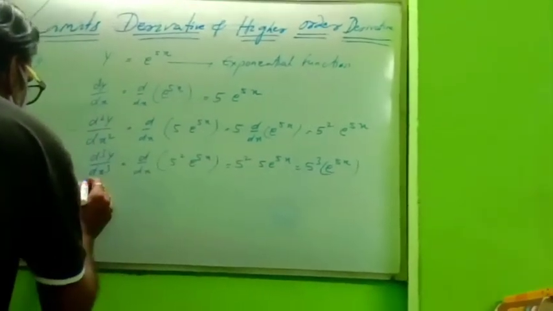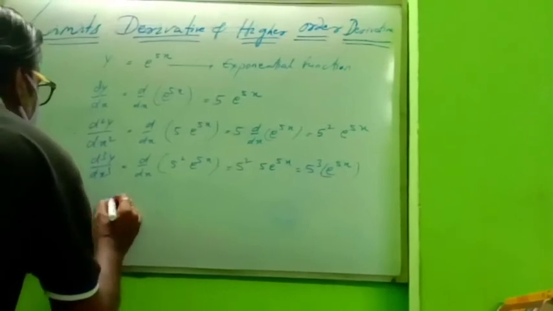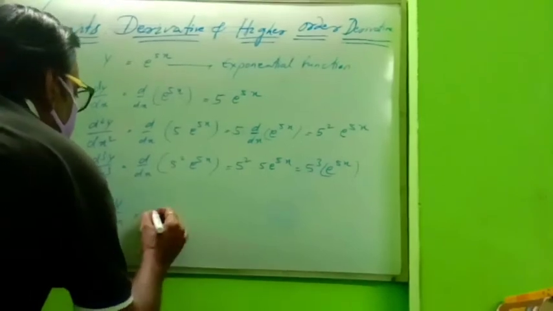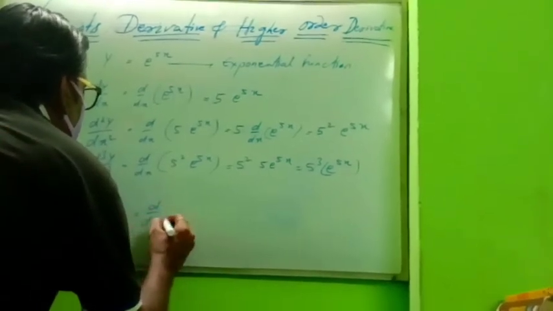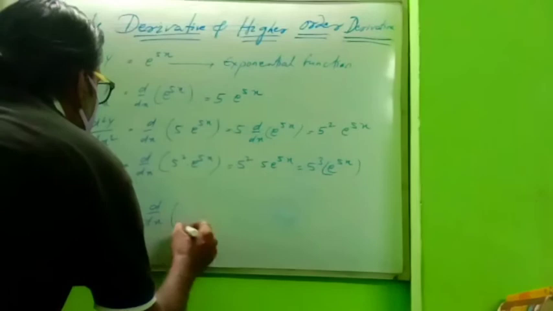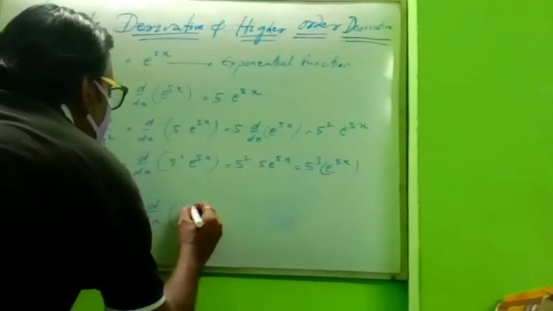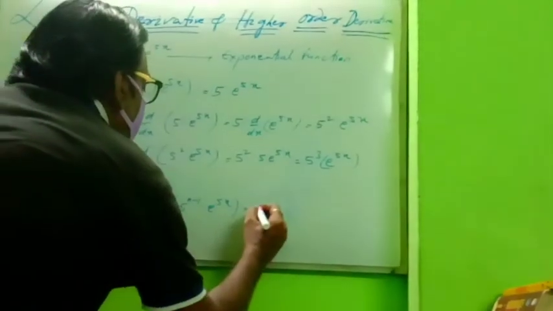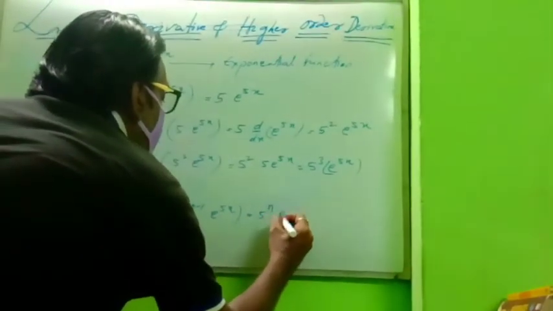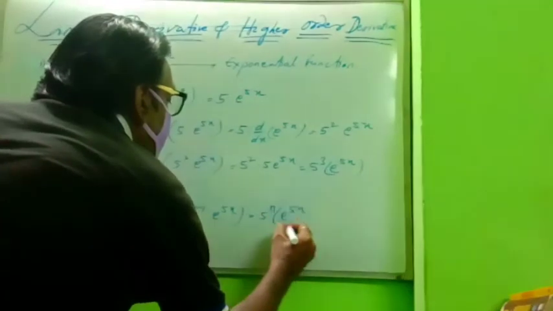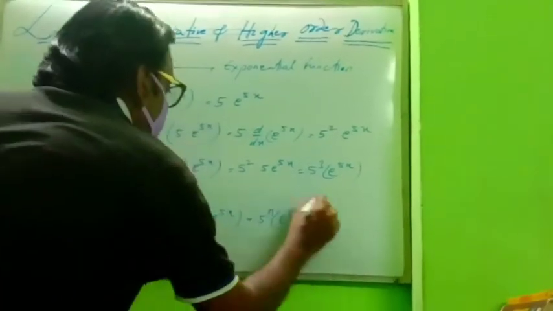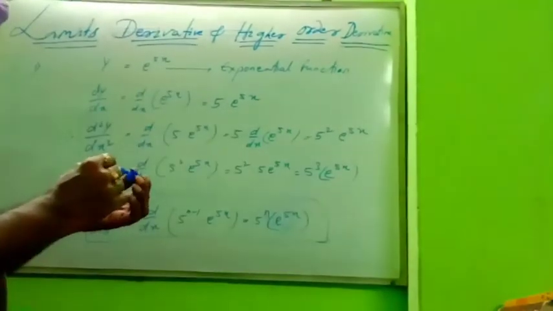Same process. If it is the nth order derivative, then this will be how much? The derivative of the previous, which is 5 to the power n minus 1 into e to the power 5x. Finally, what will you get here? 5 to the power n into e to the power 5x. This is the result you will get for the nth order derivative. Is it clear?